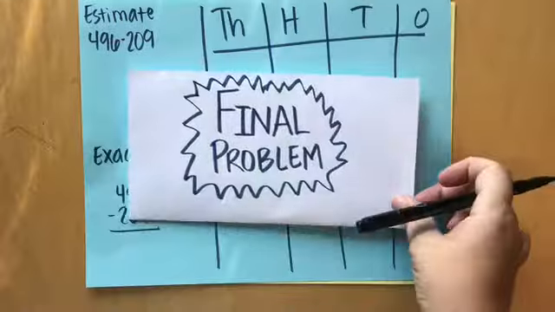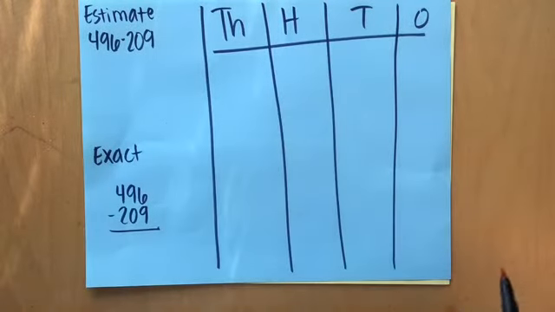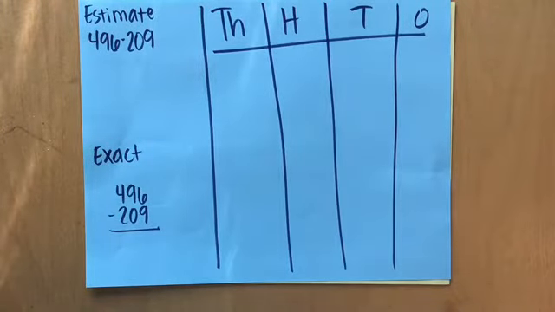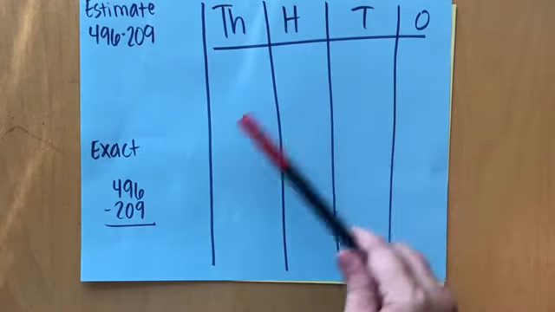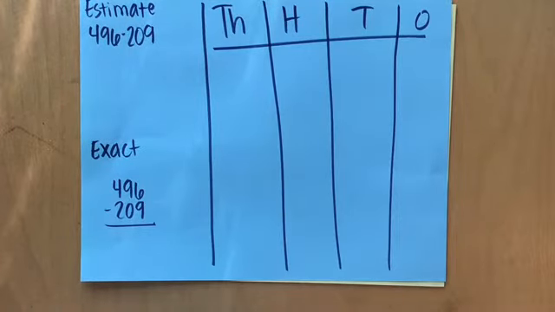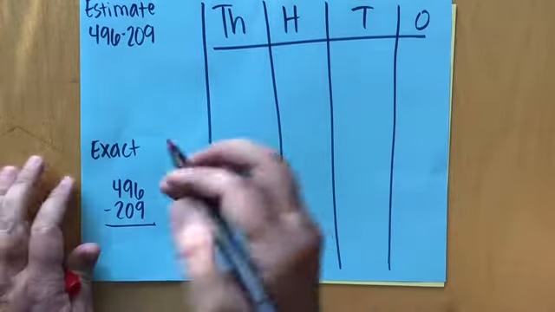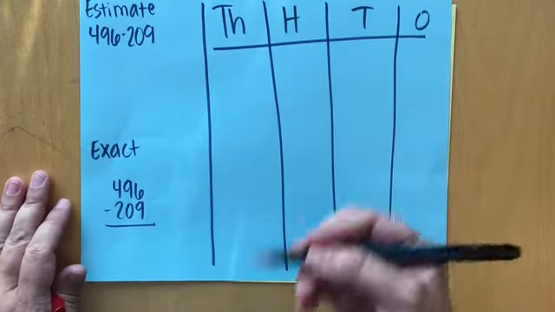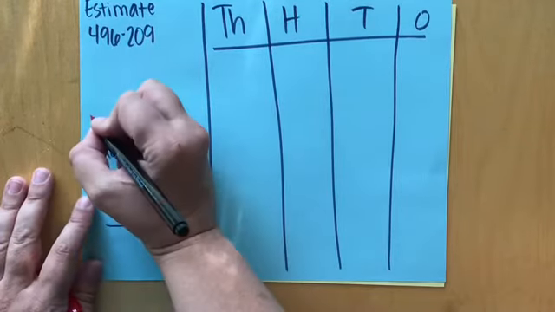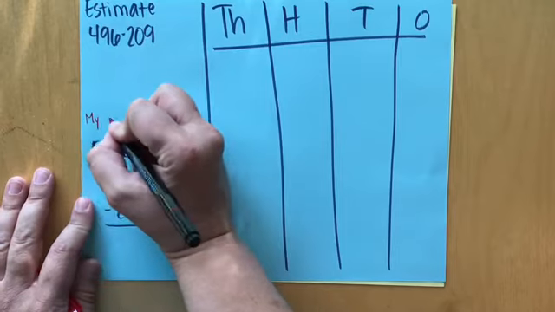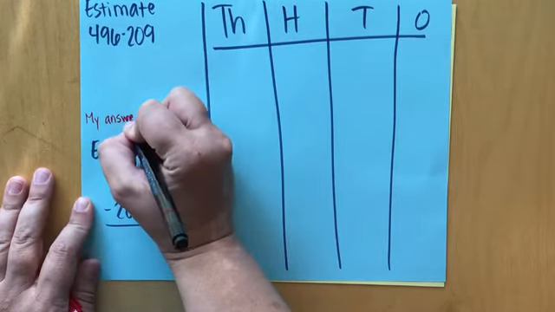Here's your final problem. Please estimate 496 minus 209. Find the exact answer and solve it also on your place value chart. I also want you to write about if your estimate was a reasonable answer, and you can do that by writing a sentence below your problem somewhere that says, my answer is reasonable because.